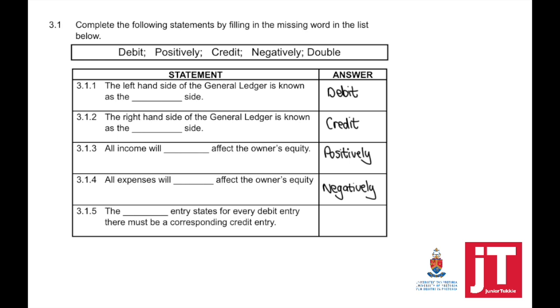A reminder that we have direct and indirect owner's equity accounts. When we're talking about direct, we're talking about capital and drawings. Indirect refers to all income and all expenses because they affect the owner's equity. Question 5: the double entry principle states that for every debit entry, there must be a corresponding credit entry.